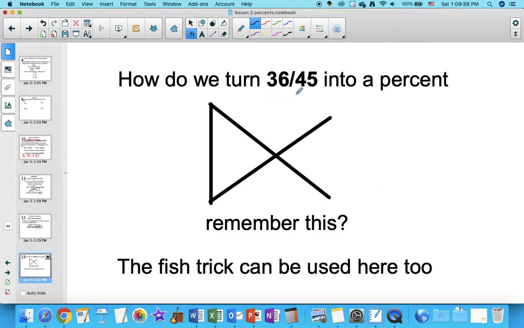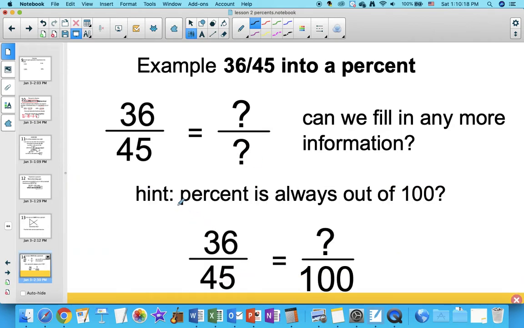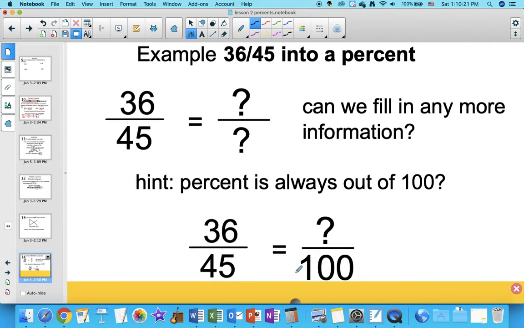So if I have 36 out of 45 and I'm turning it into a percent, I can just write down 36 out of 45. That's what we know. Well, what else do we know? We're trying to turn this into a percent. We know percents are always out of 100. So that must mean if I'm turning 36 out of 45 into a percent, then I must turn this fraction into something out of 100. And so now I'm looking for this.